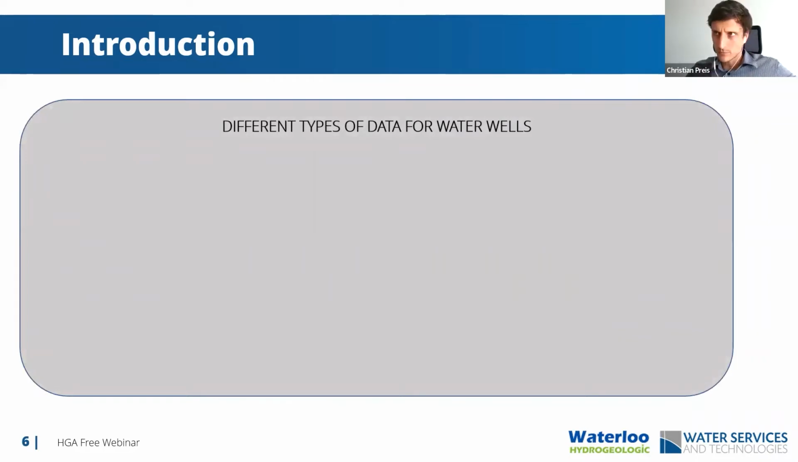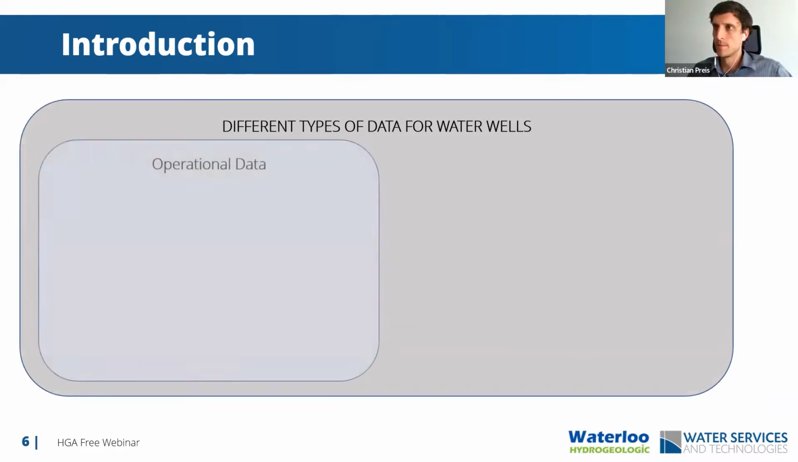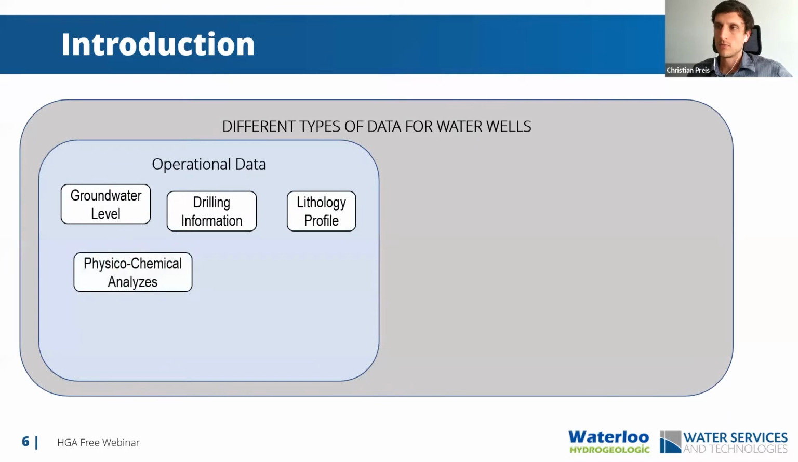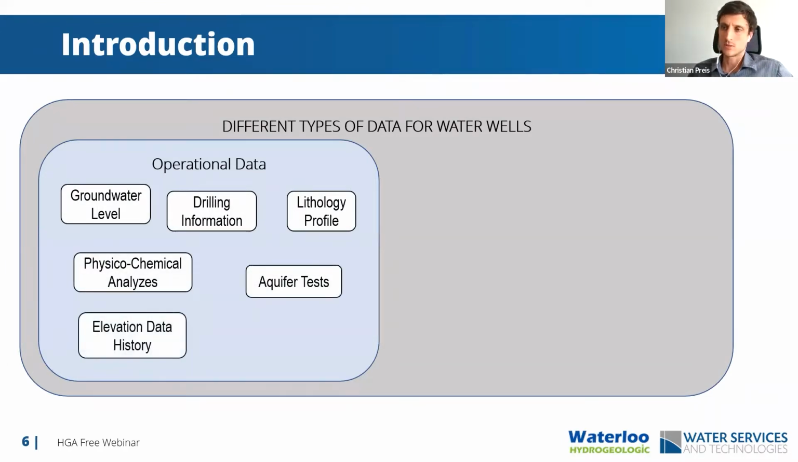So now let's talk a little bit about data management. We'll take just as an example data that we have for water wells. So we can have operational data, and we can have a lot of different data. We can have groundwater level, drilling information, lithology profile, physical chemical analysis, aquifer tests, elevation data history, pumping flow rate, and much more. We can have a lot of different information on water wells.